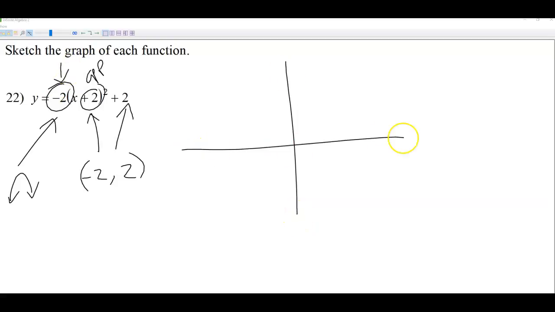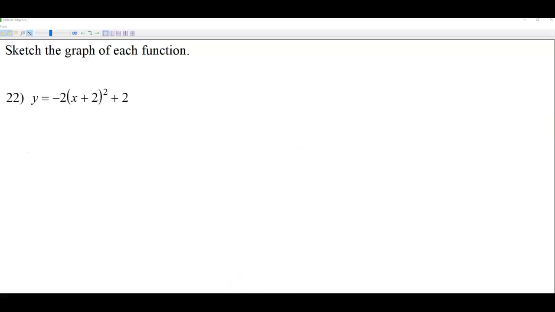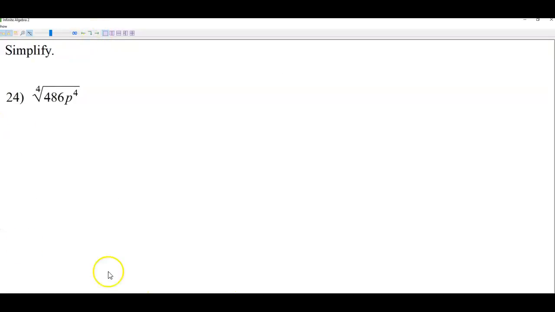So we're ready to graph. Negative 2, positive 2 would be here, and we have our sad face parabola, and we're good to go. So that is graphing in vertex form, a little bit easier than graphing in standard form. Let's go ahead and take a look at number 24.